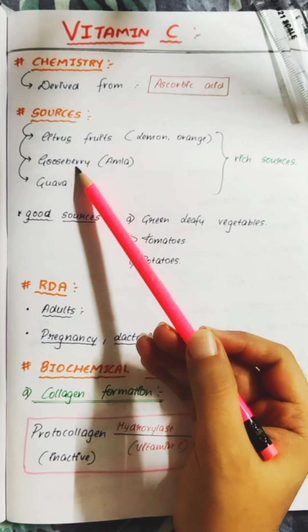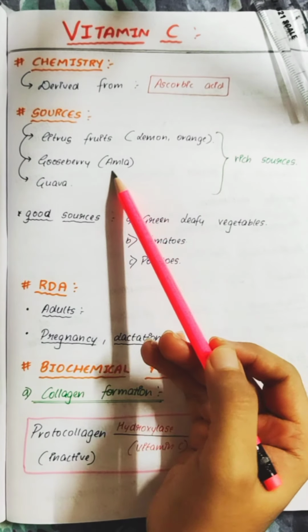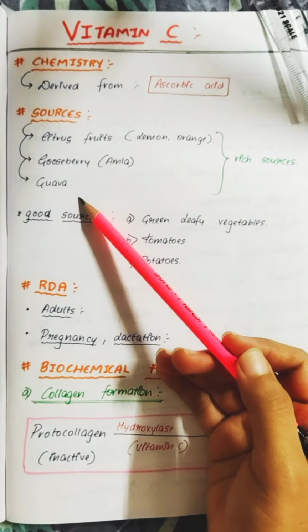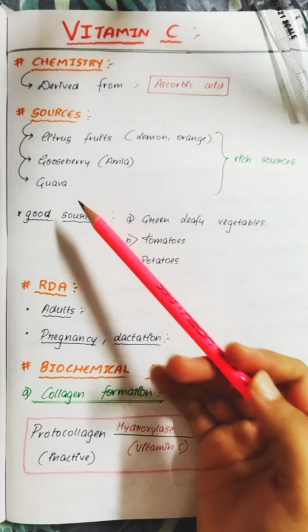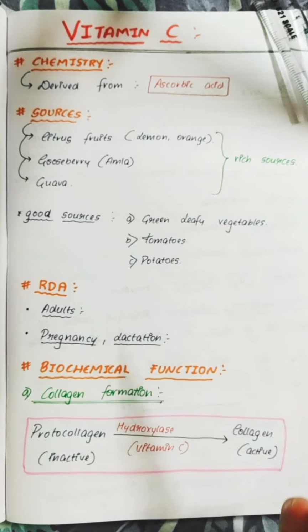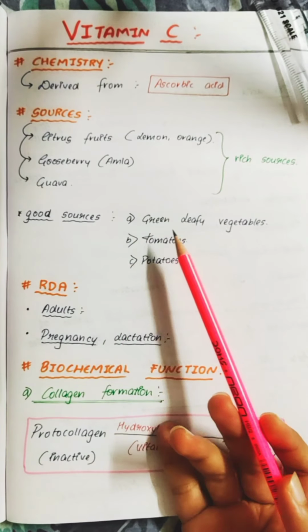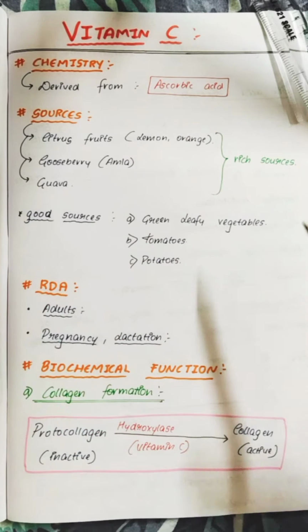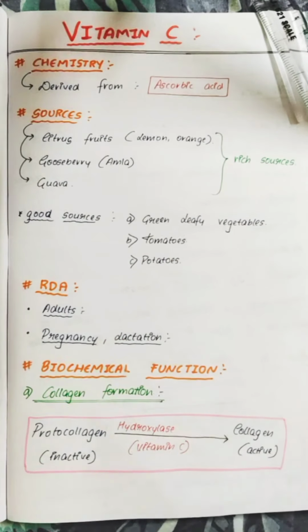The gooseberry, that is amla, is also a very good source of vitamin C. Guava is also a very good source of vitamin C. So these are some of the rich sources of vitamin C. Now we'll look at some good sources of vitamin C, that is green leafy vegetables, veggies, potatoes, tomatoes, etc.